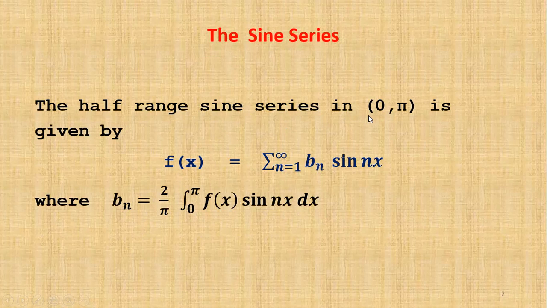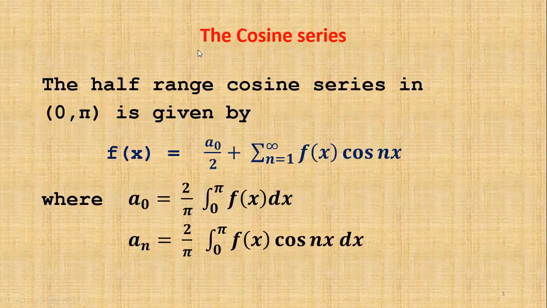So in this, the limits are fixed, 0, pi, and the sine series contains only sine terms, and bn terms. This is also called bn terms, and this contains sine terms. Therefore bn is equal to 2 by pi into the integral 0 to pi f of x into sin nx dx. So this is the half range sine series. There is also another series, the half range cosine series.